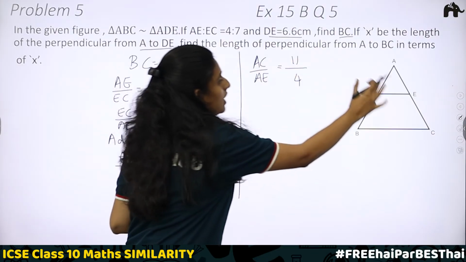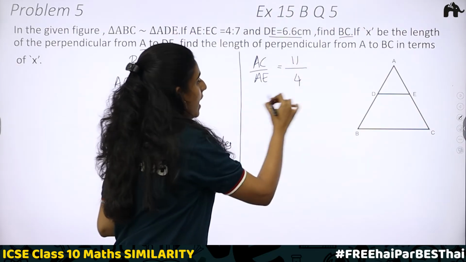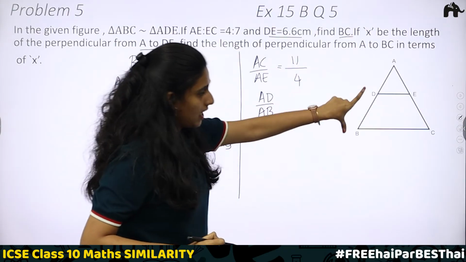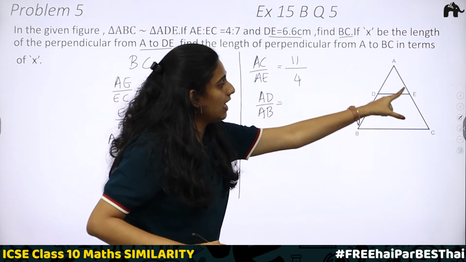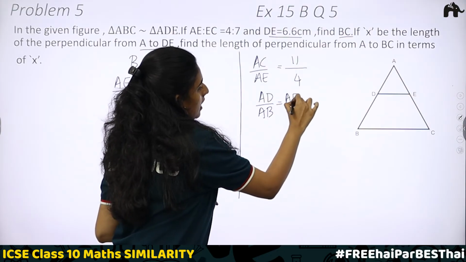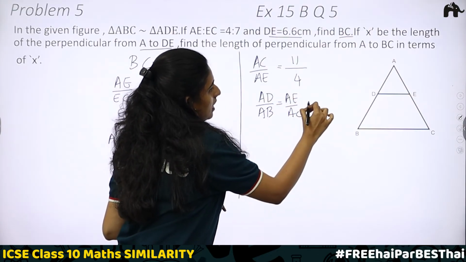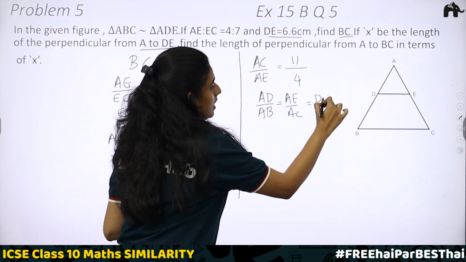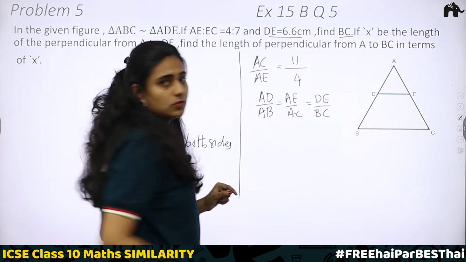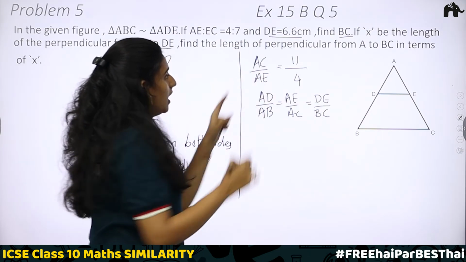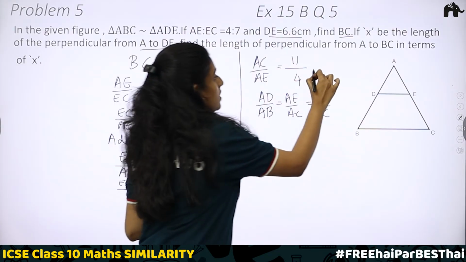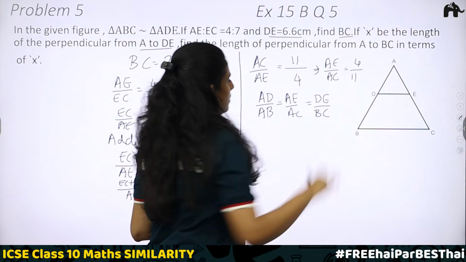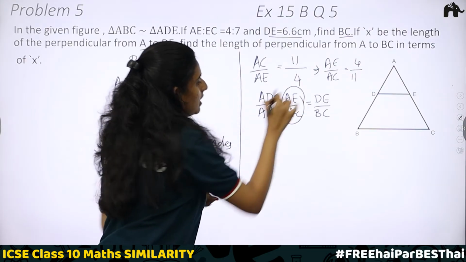Now, when you consider these two triangles, we'll be having AD by AB is equal to AE by AC, and that is equal to DE by BC. Here we have the ratio AC by AE is equal to 11 by 4, which means AE by AC is equal to 4 by 11. We got AE by AC.